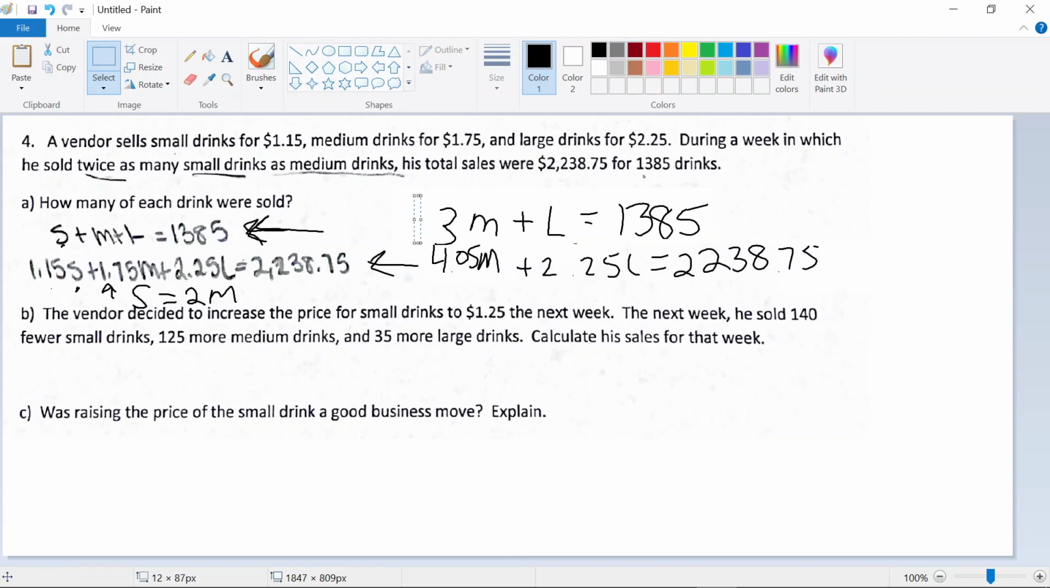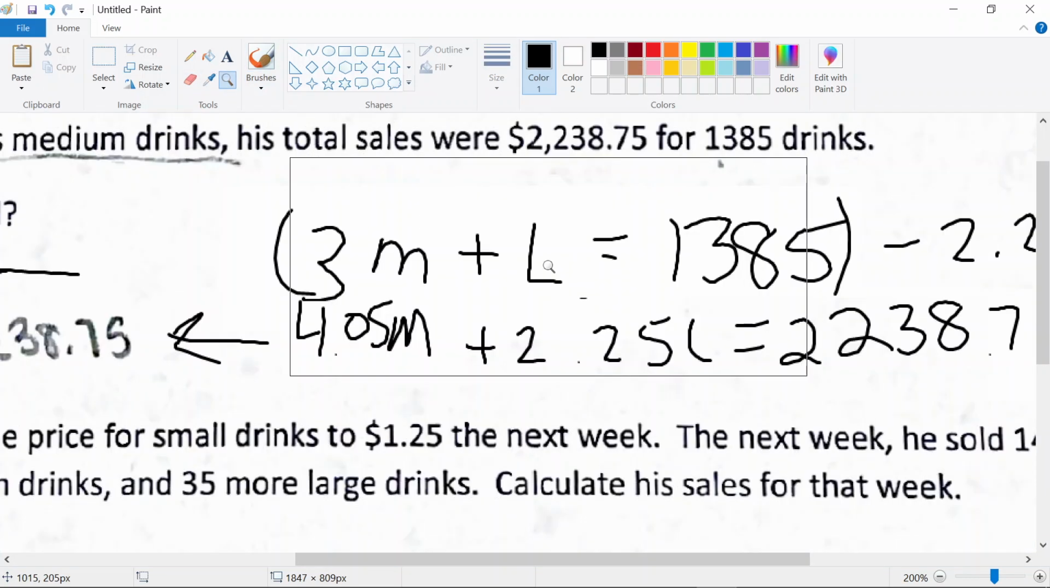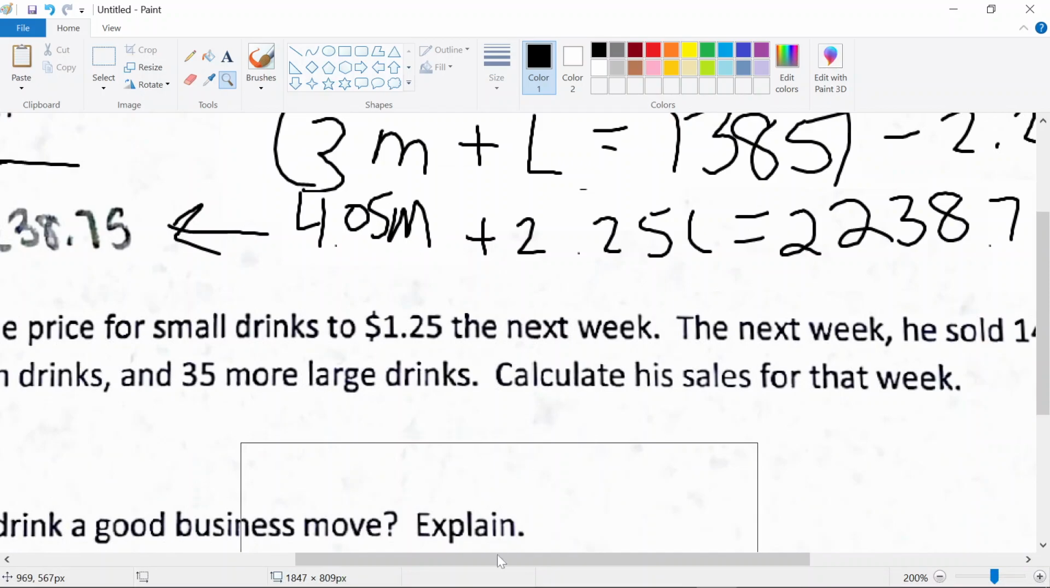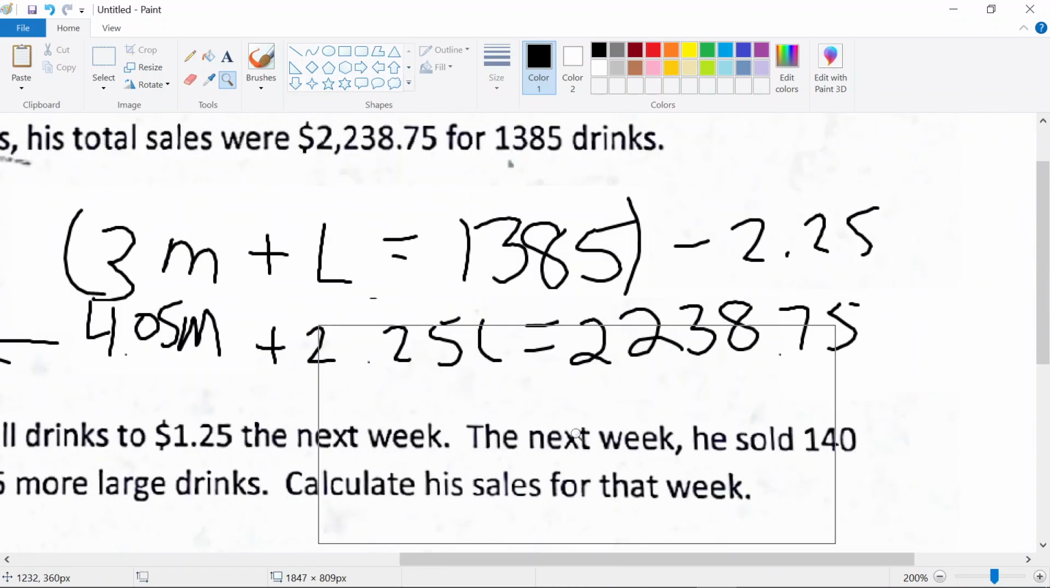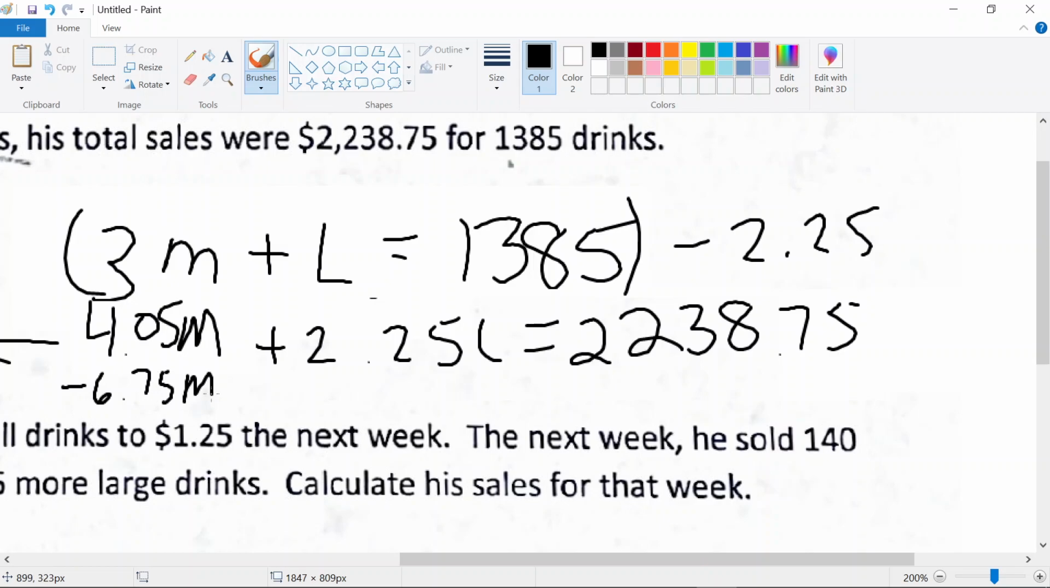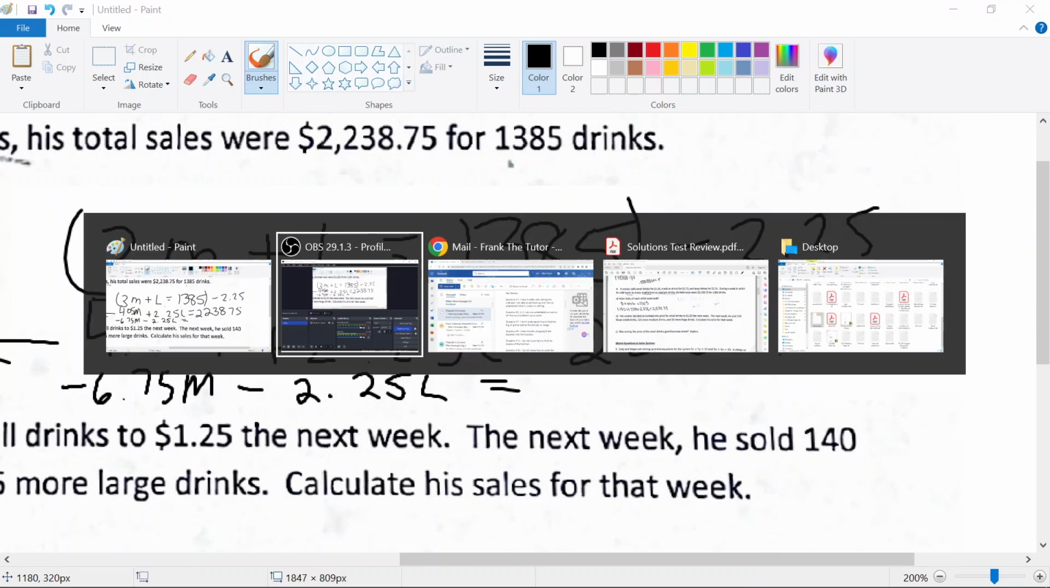Now I want to get rid of one of those variables. I will multiply this first equation by negative 2.25. And let me zoom in so I can fit this here. Sometimes you have to be clever. And now the calculator will certainly come in handy. Negative 2.25 times 3 is negative 6.75m minus 2.25L. Well, how convenient. The L's will disappear. Equals, what's 1385 times 2.25?